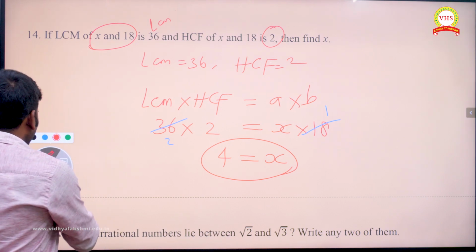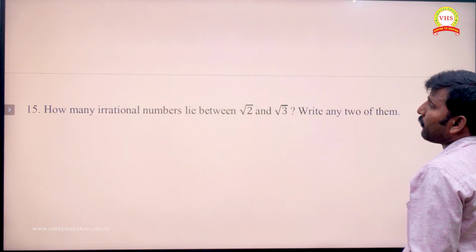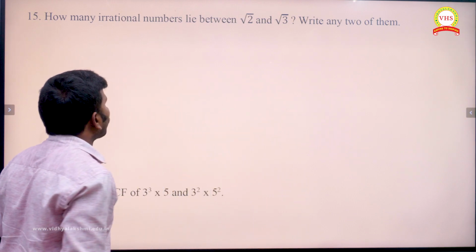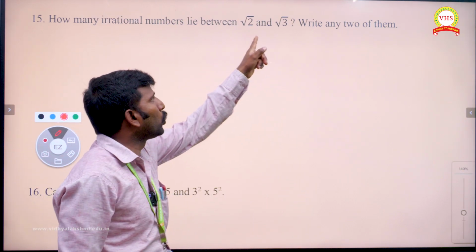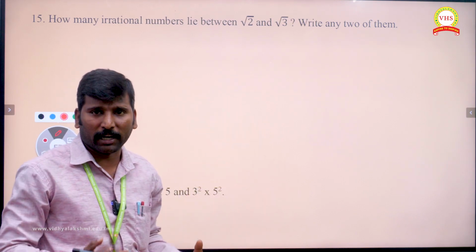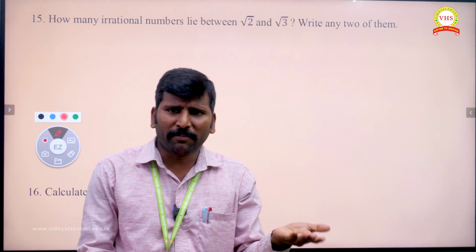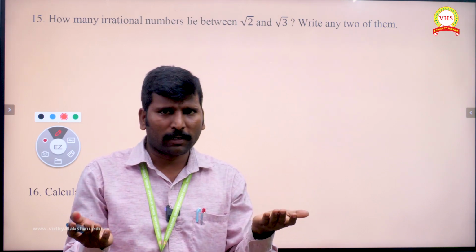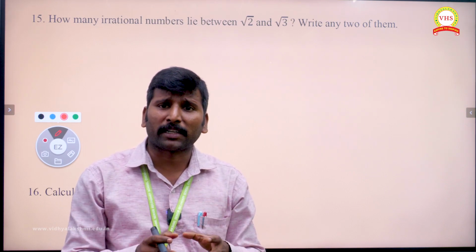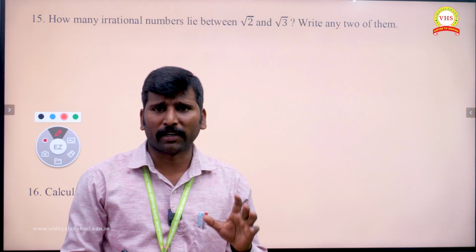Now I'm going with question number 15. Let's see what it is. How many irrational numbers lie between root 2 and root 3? They are asking, and we can say infinite irrational numbers. In between any two numbers given, if they are asking how many irrationals there are, definitely it contains many. We cannot find out that answer.